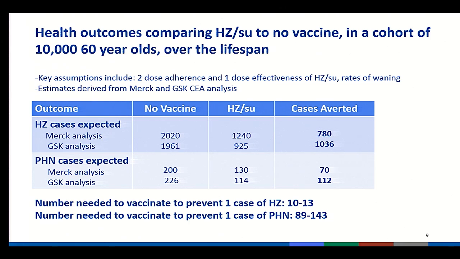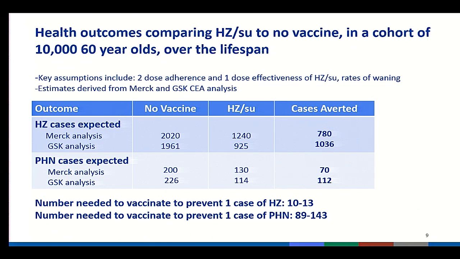Estimates of herpes zoster cases expected over the lifespan in an unvaccinated cohort range from just below 2,000 to just above. Estimates of post-herpetic neuralgia cases expected range from 200 to 226. Estimates of disease in the herpes zoster subunit vaccinated cohort are much lower, as you can see.